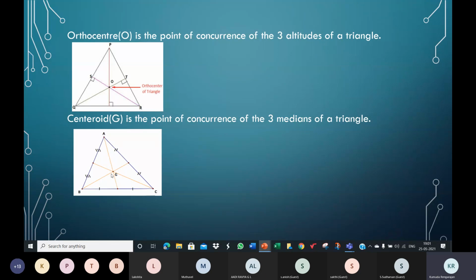So this is a median from A on BC, and the median meets the opposite side at the midpoint. So this point is the midpoint of BC. That's why it's marked. You can see these marks, indicating that these two segments are equal because this is the midpoint. Similarly, this is the midpoint, these two pieces are equal. And this is the midpoint, these two pieces are equal.